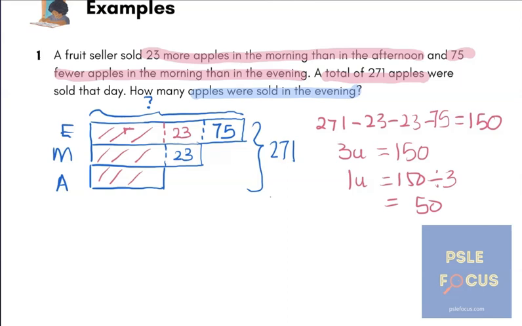So which means over here is 50, 50, 50, correct? So how many apples were sold in the evening? So if you look at evening, it will be a total of 50 plus 23 plus 75, which gives you 148 apples.